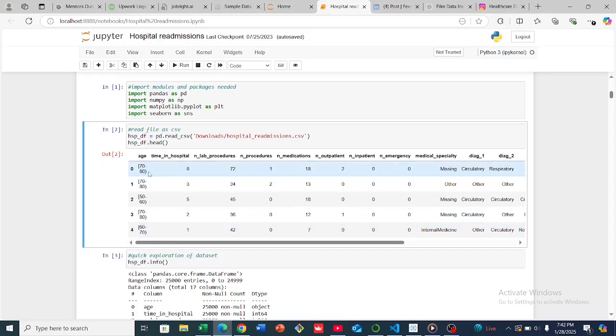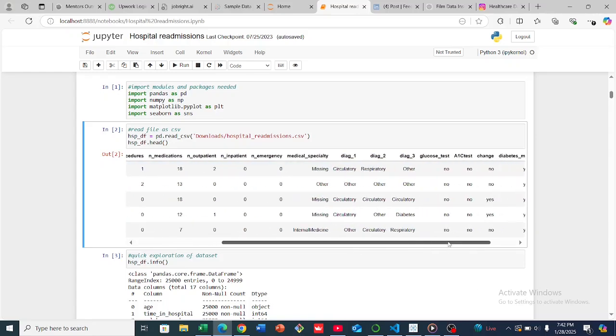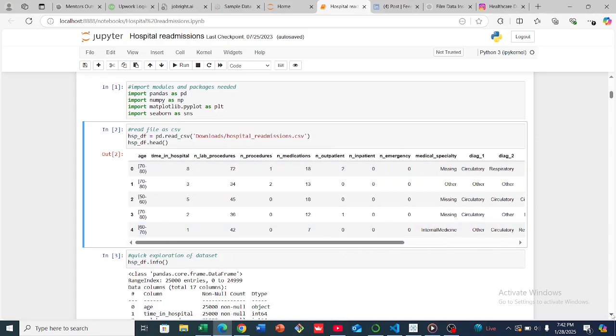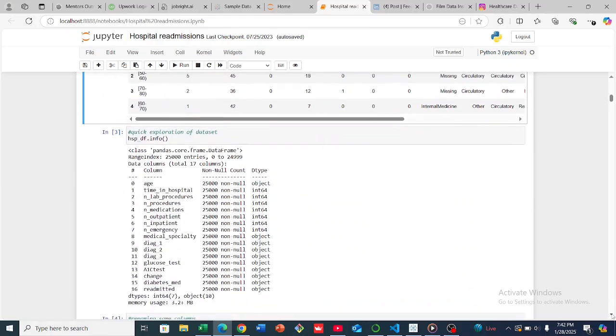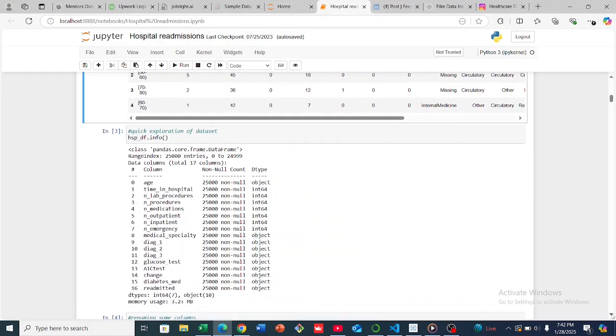You can see 70 to 80, which is not supposed to be so, right? So we're going to be cleaning this data set. Before I did the cleaning, I did some quick exploration of my data set using the .info method. I wanted to look if I had any missing values, null values, and all that.